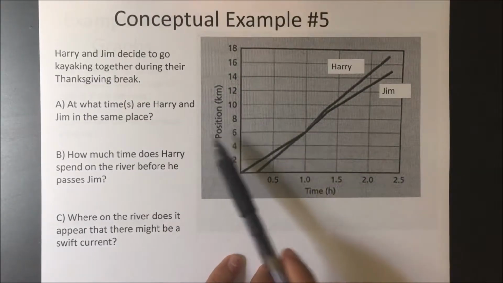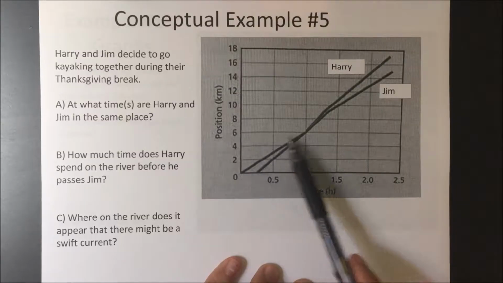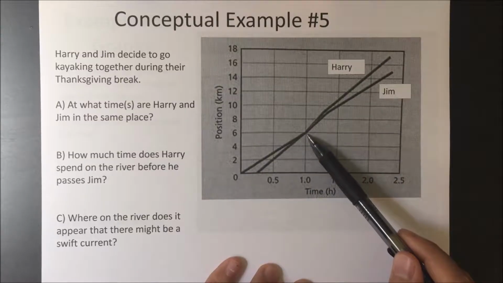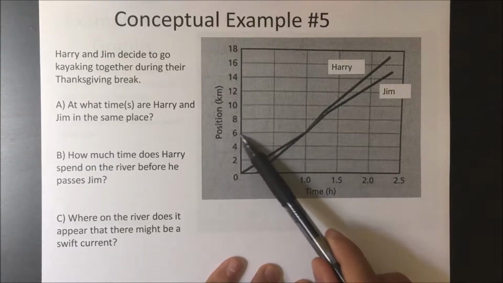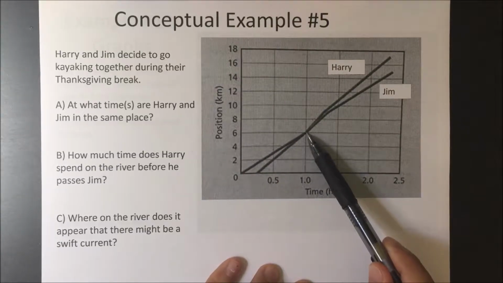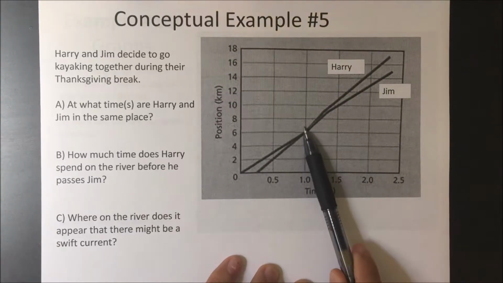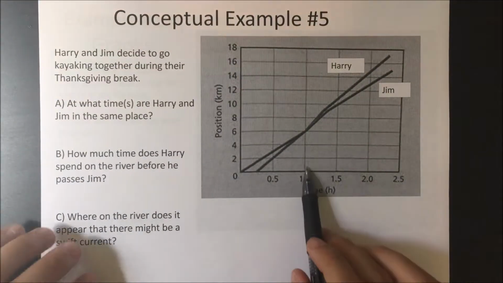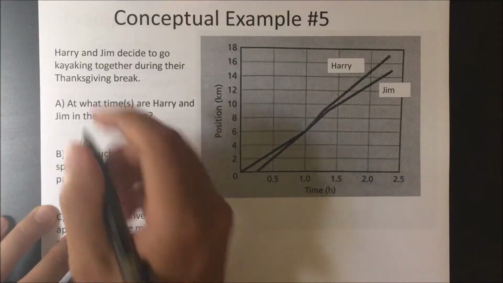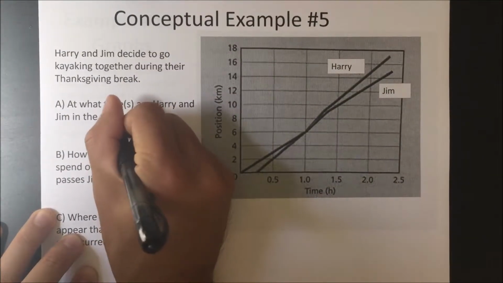So we want to know at what time they are at the same place. So we're just going to look over here, and we can see at this time here they are at the same position, which is 6 kilometers. So at this place right here, at this time right here, they're at the same position, and we can see that is at time 1 hour. Okay, so at 1 hour, they're both at 6 kilometers. So we can say 1 hour.